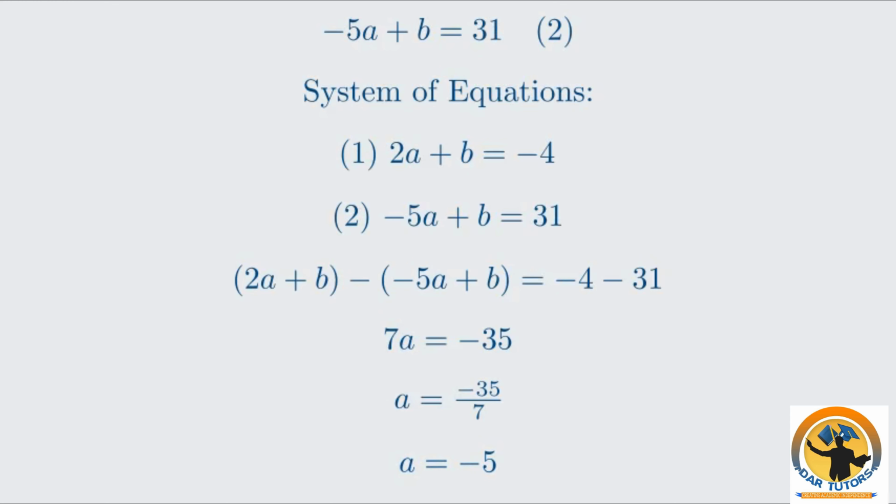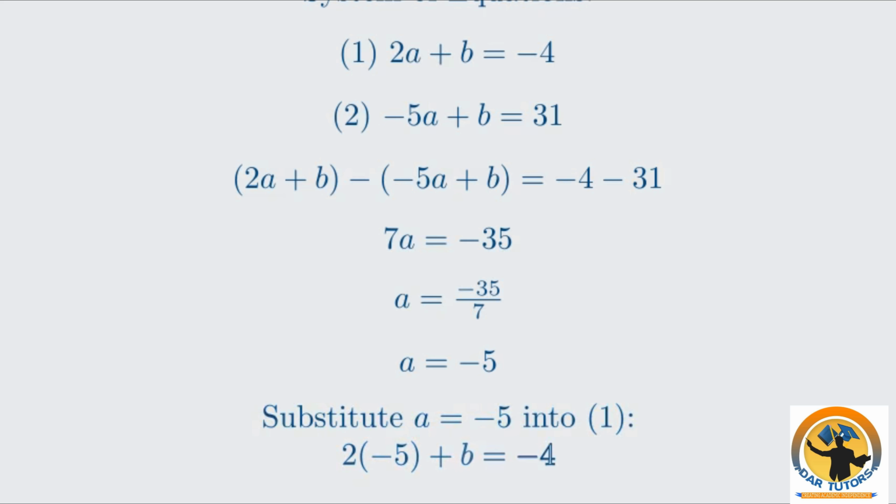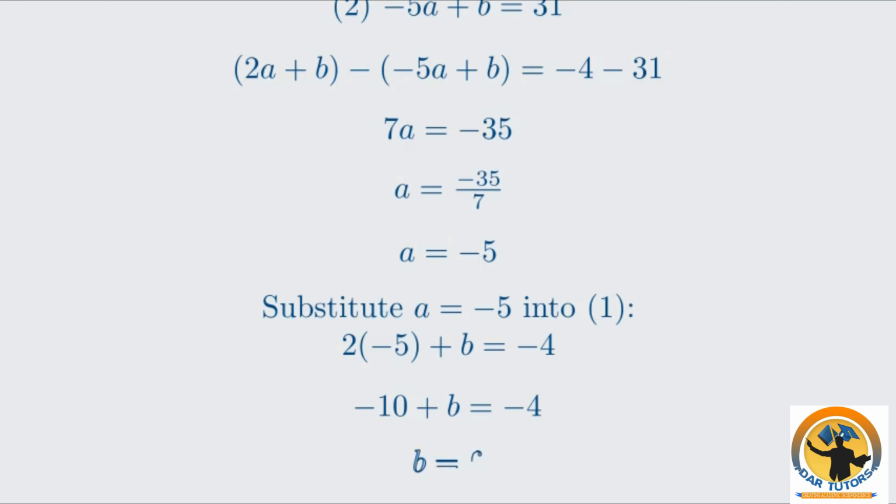Now we substitute this value of a back into either equation to find b. Let's use equation 1. Substituting a equals negative 5 into 2a plus b equals negative 4, we get 2 times negative 5 plus b equals negative 4. This simplifies to negative 10 plus b equals negative 4. Adding 10 to both sides, we find that b equals 6.